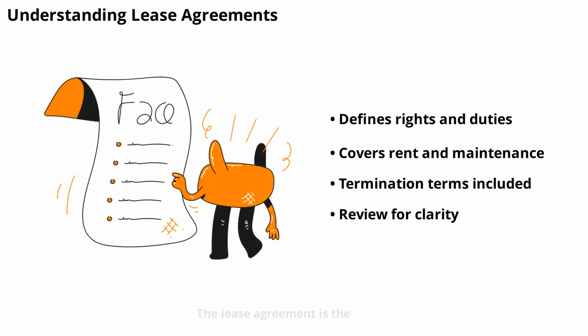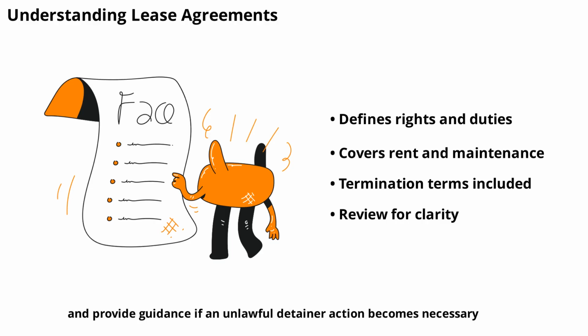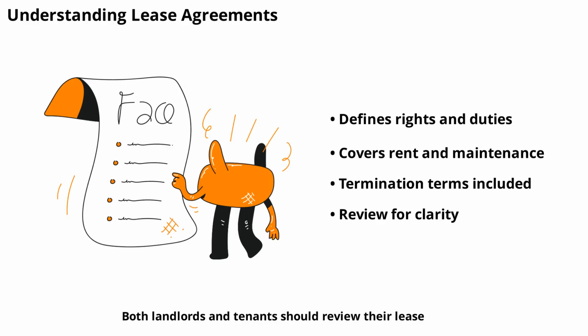The lease agreement is the foundation of the landlord-tenant relationship. It outlines the rights and responsibilities of both parties, including rent, maintenance, and termination terms. A clear and comprehensive lease can help prevent disputes and provide guidance if an unlawful detainer action becomes necessary. Both landlords and tenants should review their lease carefully and seek clarification on any unclear terms.